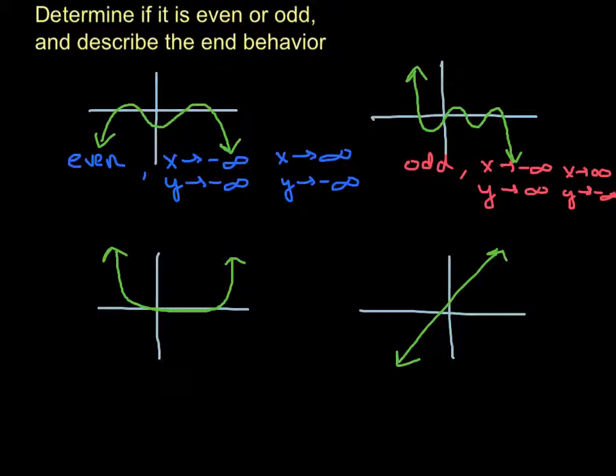Alright, for homework I want you to tell me the even or odd, and describe the end behavior for both these graphs down here. It shouldn't be too bad. See if they're symmetric on both sides. See which side's going up and which side's going down.